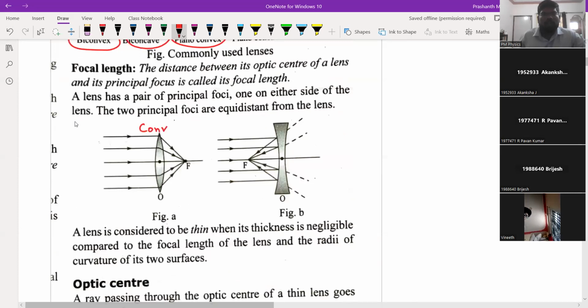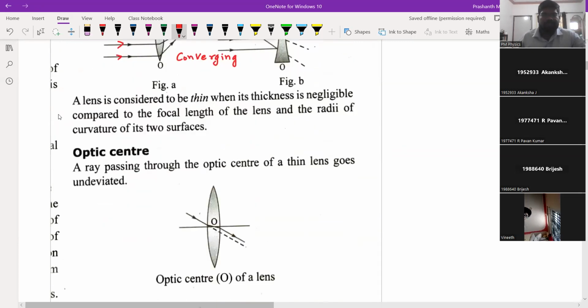One is a convex lens. Basically it is a converging lens, and this is a concave lens. When a parallel beam is sent, the rays are meeting at this point. This is the point where light is meeting. So this is the focus, and it is actually forming a real image here. Whenever we put an object at infinity, the image is formed at the focus.